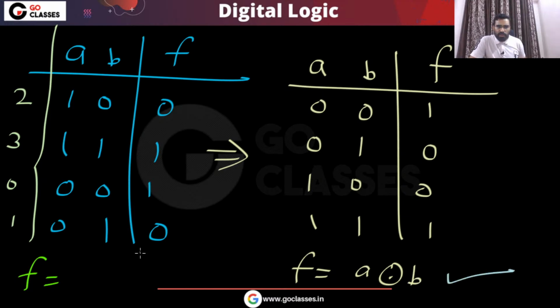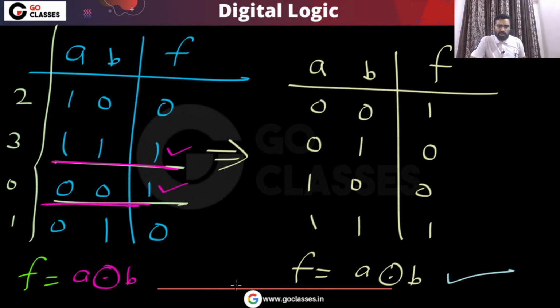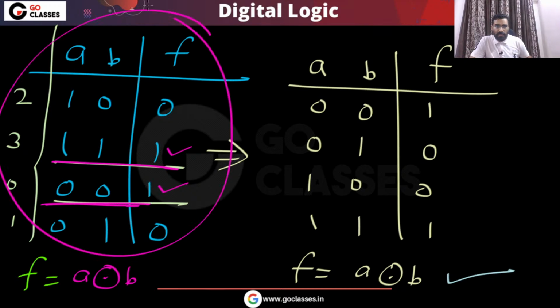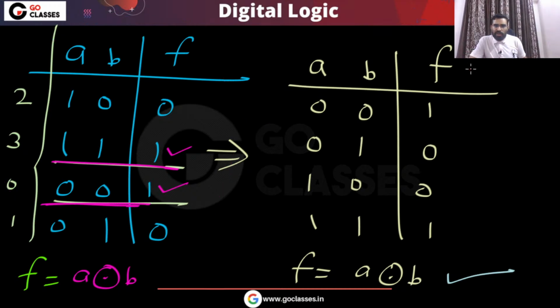So this is how you can do it. Or you can simply see here that for 1 1 value is 1, for 0 0 value is 1, so it is exclusive NOR. So this is what I'm saying. Remember, this is not a standard truth table, so you can convert it into a standard truth table, then you can find the answer. Then the answer will be a exclusive NOR b, a XNOR b. Or you can directly find it.